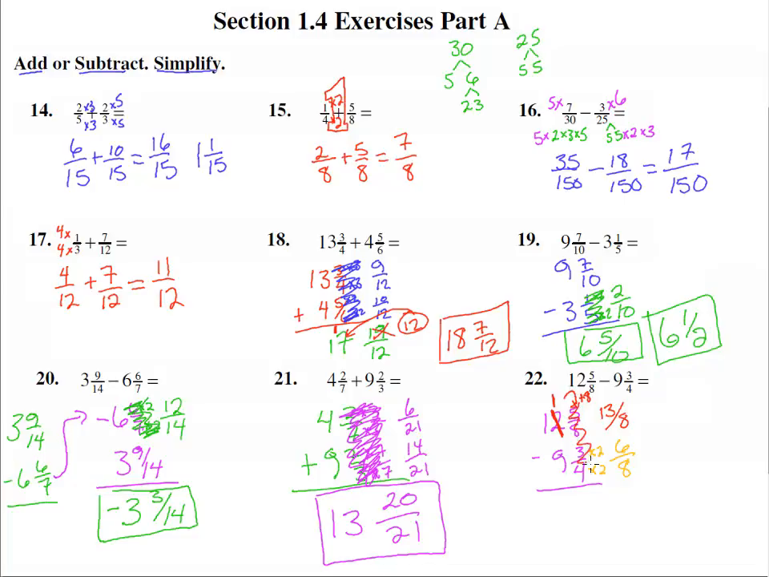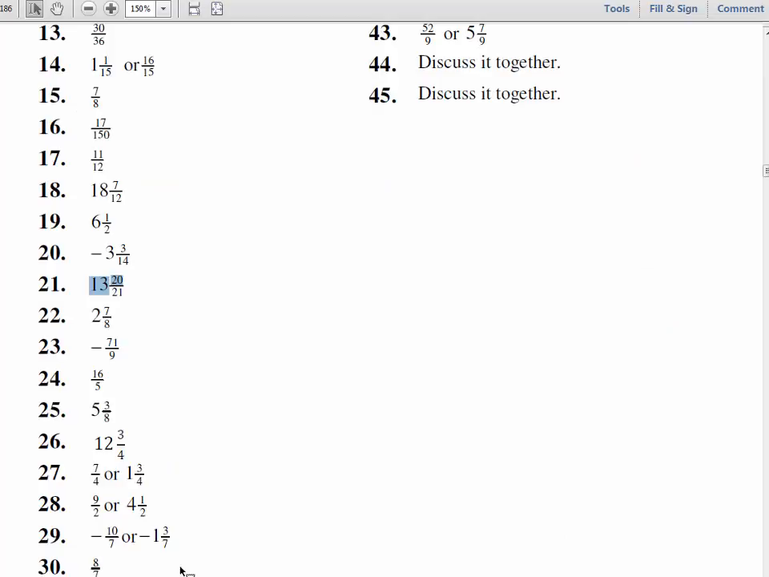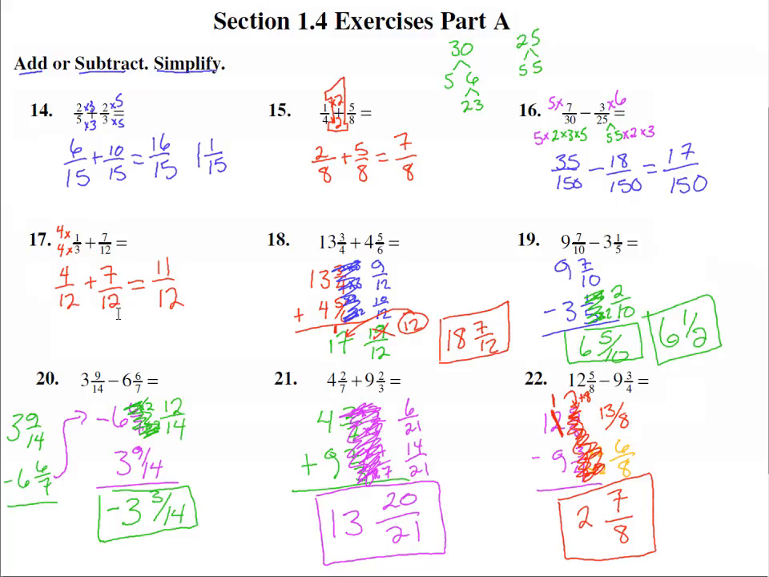That's good. Now let's get rid of that so we don't get it confused. 13/8 minus 6/8 is 7/8. 11 minus 9 is 2. So 2 and 7/8. Let's check our answer. 2 and 7/8 is indeed correct. Good.